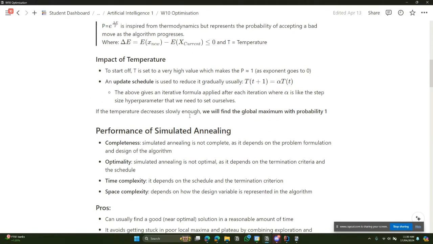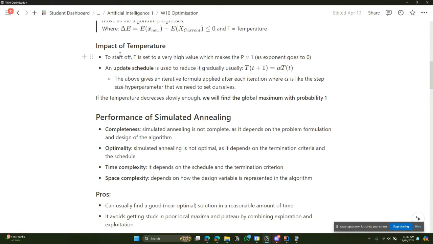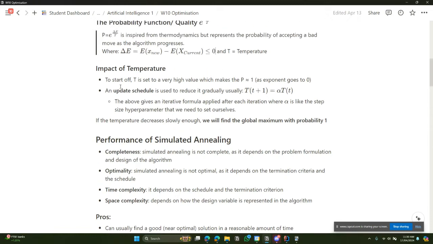So the impact of the temperature. What you might be thinking is, what's temperature? The only reason it's called temperature is because this is originally a thermodynamics equation. We've copied it into computer science, and we're simulating annealing. So that's why it's still called temperature. Boltzmann's concepts did not die. So the impact of temperature, to start off, T is set to a very high value, which makes the probability more or less equal to 1, as I said at the start, because the exponent goes to 0.